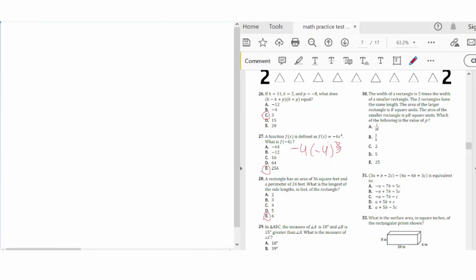Okay, looking at 30, we have another rectangle problem. The width of a rectangle is 5 times the width of a smaller rectangle. The two rectangles have the same length. The area of the large rectangle is b square units. The area of the smaller rectangle is pb square units. And we're looking for p. So the first thing I'm going to do here is I'm going to draw a diagram.